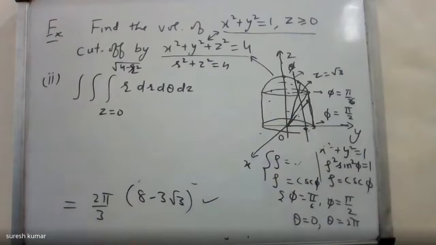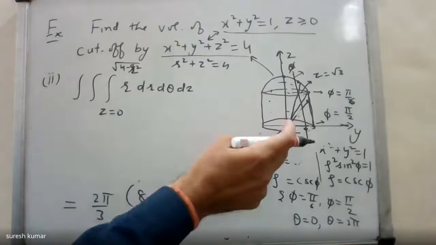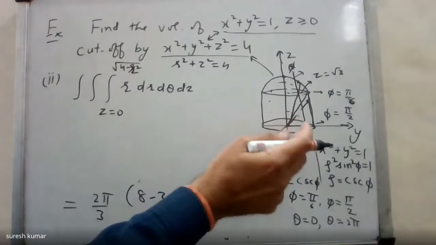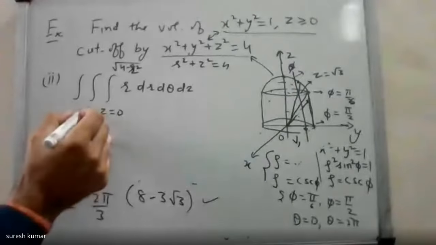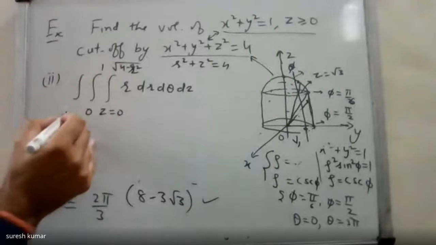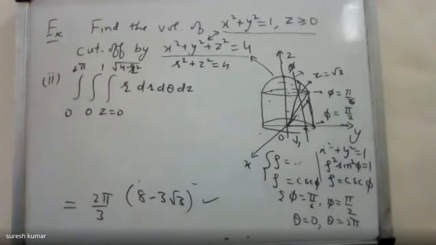For r and theta limits, you just project your region onto the xy plane, and you get this circle. For this circle, what are the limits for r and theta? For this circle, r goes from 0 to 1, theta goes from 0 to 2 pi. These are standard, you know already.